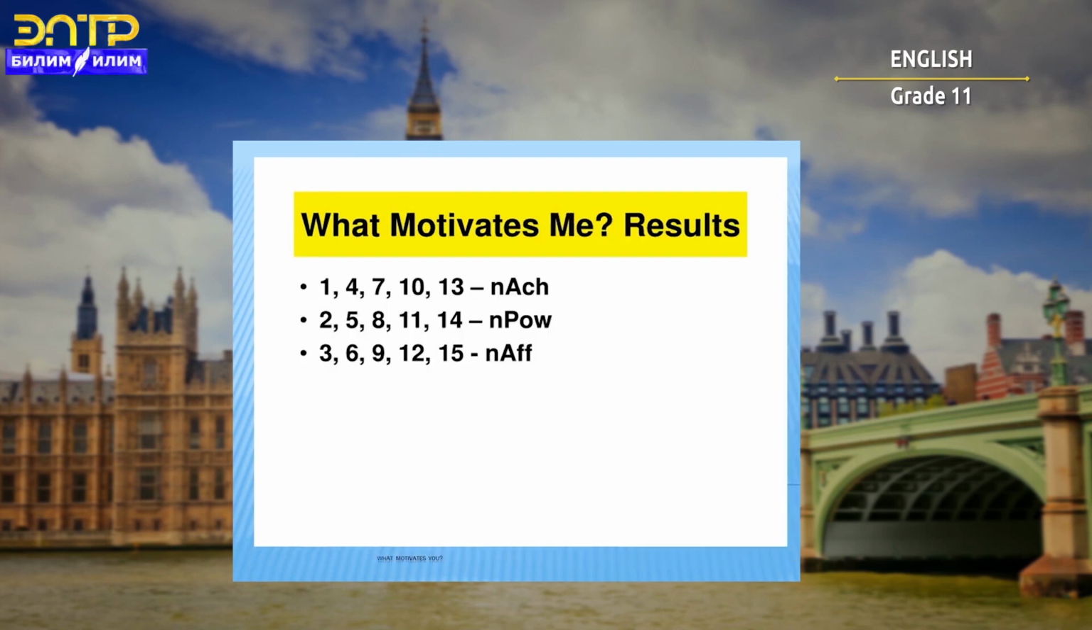What motivates me? Results. If you put plus to 1, 4, 7, 10, 13, achievement motivates you. If you put plus to 2, 5, 8, 11, 14, power motivates you. If you put plus to 3, 6, 9, 12, 15, affiliation motivates you.